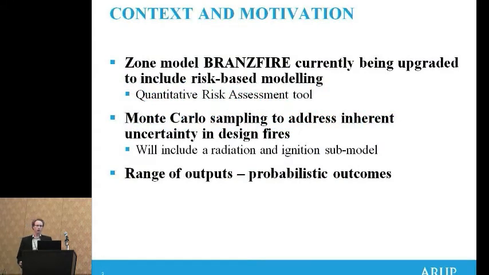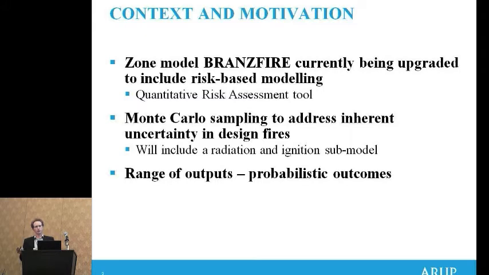Just to provide a bit of context and motivation to the research. It's part of a joint project between the University of Canterbury and BRANZ, being Building Research Association of New Zealand, and funded by the Foundation of Research, Science and Technology, so I must acknowledge their support. Basically, there's an existing zone model called BRANZ Fire, used throughout New Zealand and wider, and it's currently being upgraded to include risk-based modelling, so creating a quantitative risk assessment tool.